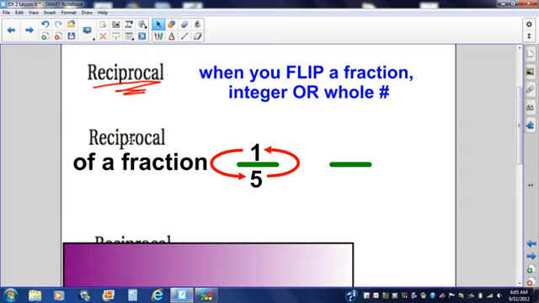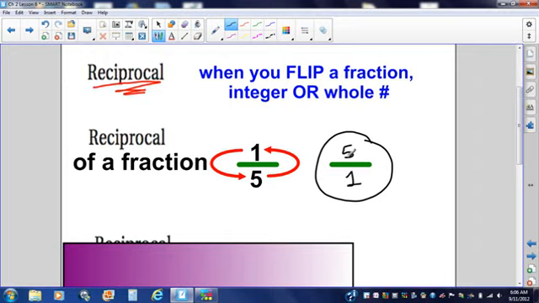Please write down in your spiral the reciprocal of a fraction. For example, if you have the fraction 1/5 and you're asked to find the reciprocal, that's easy. The 1 is going to go to the bottom, and the 5 is going to go to the top. They're kind of like bunk beds. The 1 was sleeping on top and now it goes to the bottom. The 5 was sleeping on the bottom, it goes to the top. This is the reciprocal of 1/5. Flip the numbers.